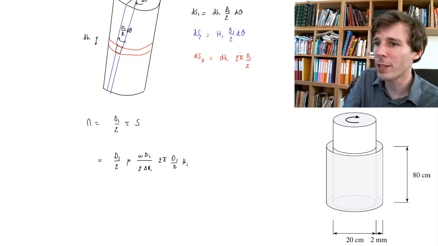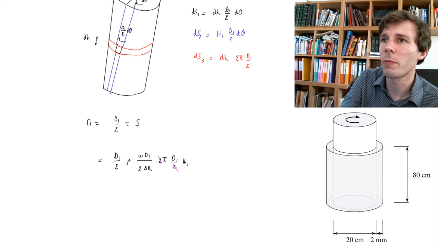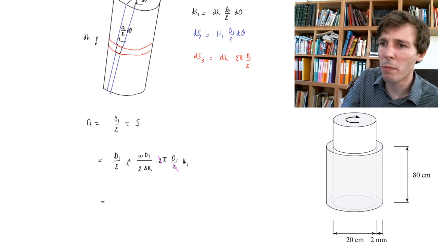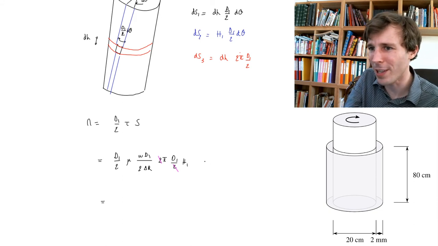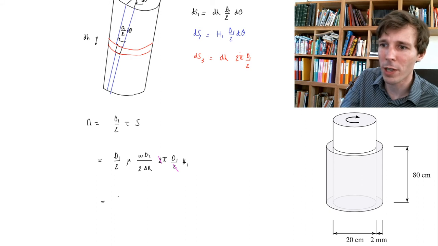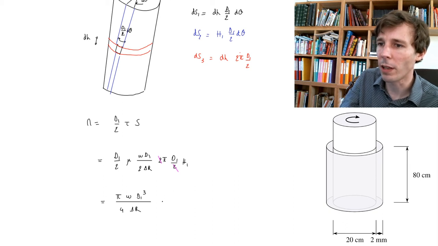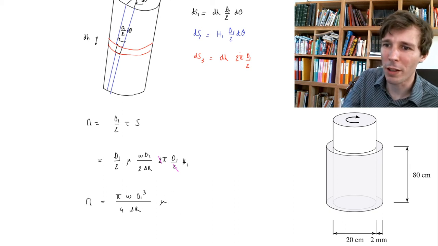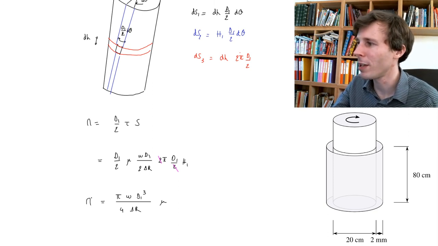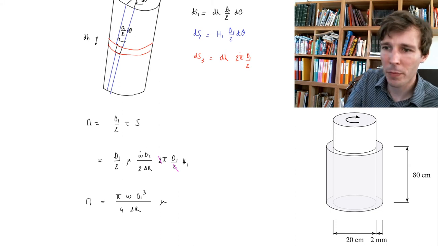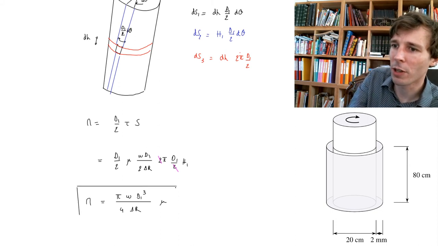Okay, let's simplify this. I've got a couple of twos that go away here, and I think all the rest remains like so. Let's pick mu, which is interesting for us, and put it right at the end, and deal with the rest first. On the top, I have pi, omega, which is the rotation speed, and D1 cubed. At the bottom, I have 4 delta R. And right at the end, I have mu. And this is my moment. Let me just check that I haven't forgotten anything. That's correct.